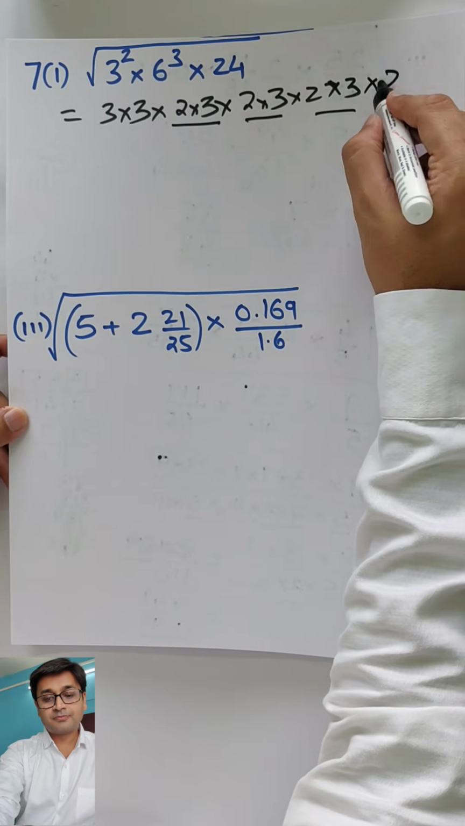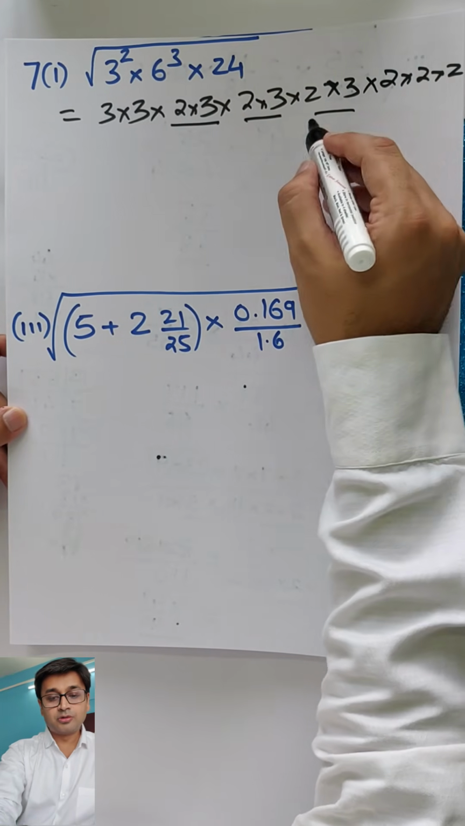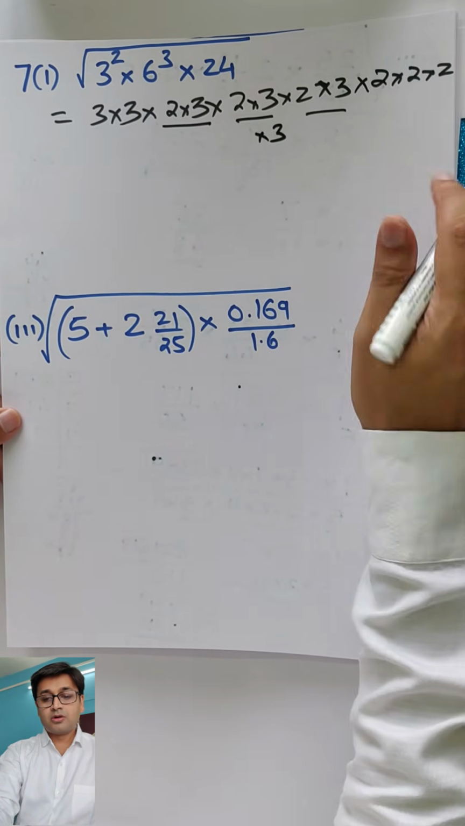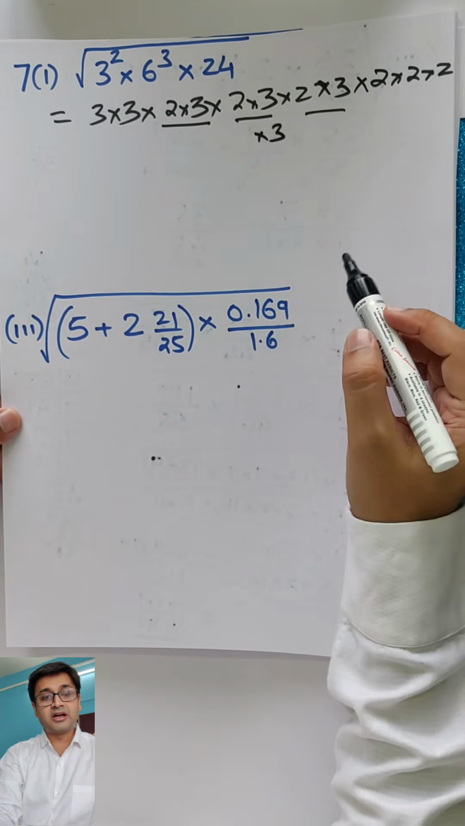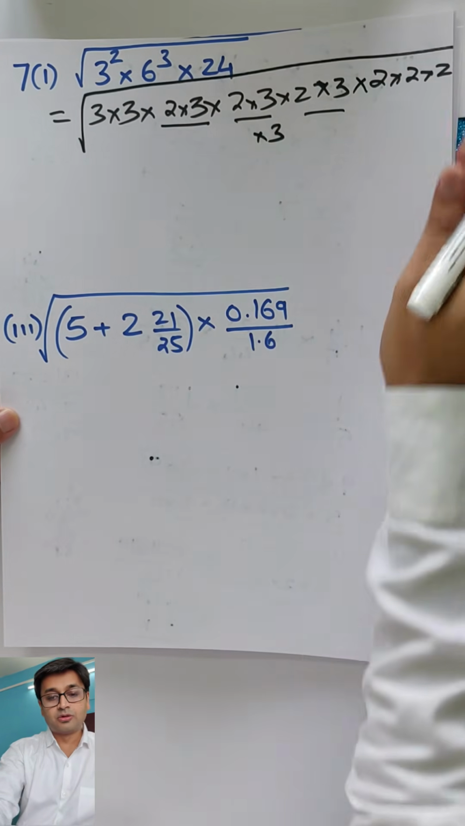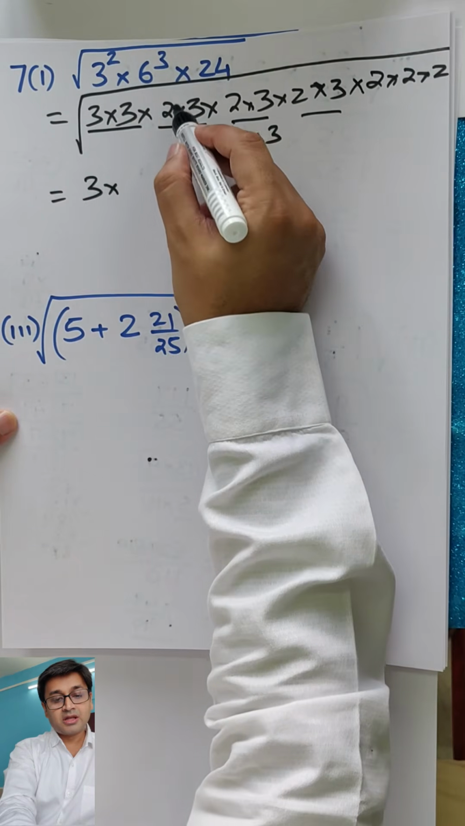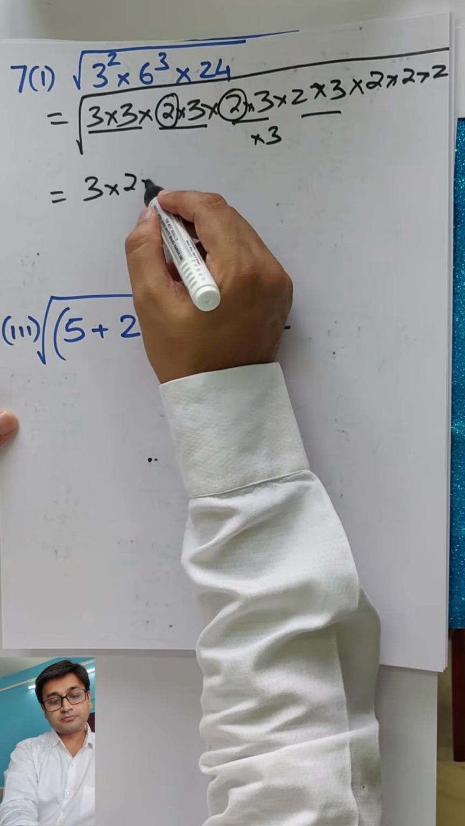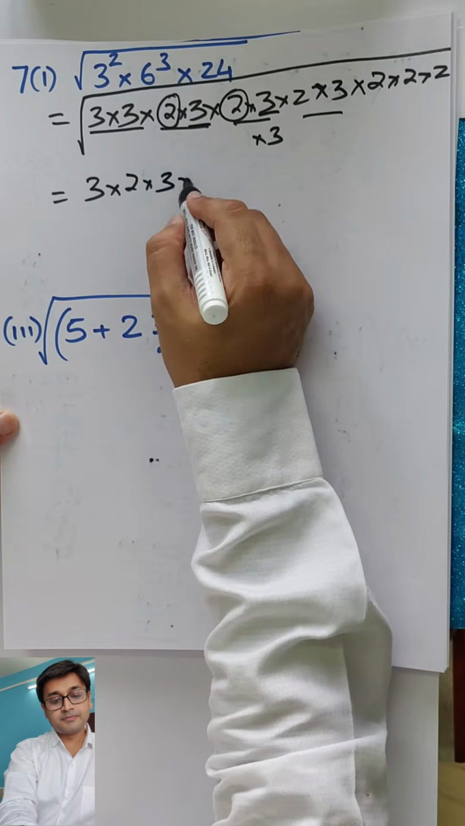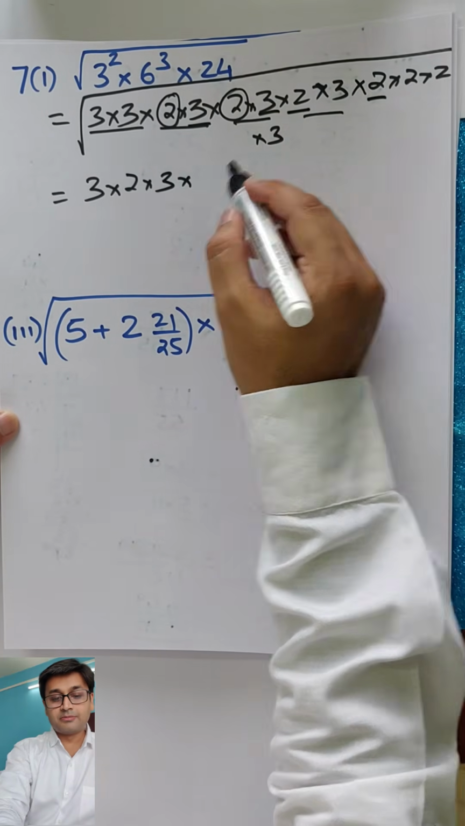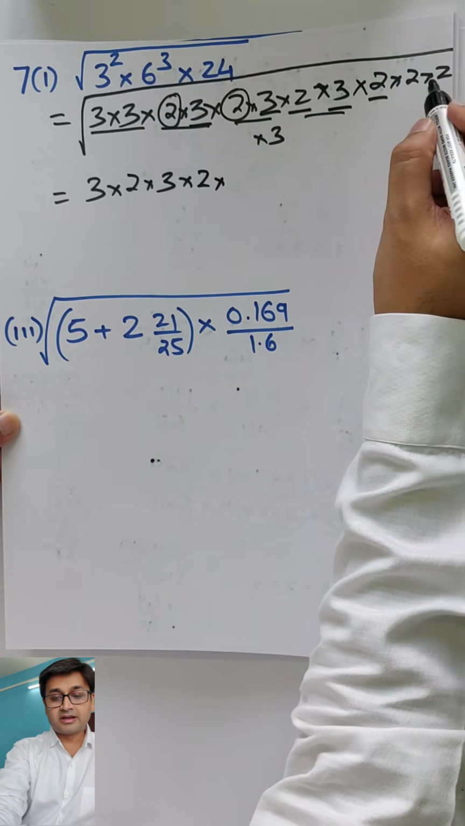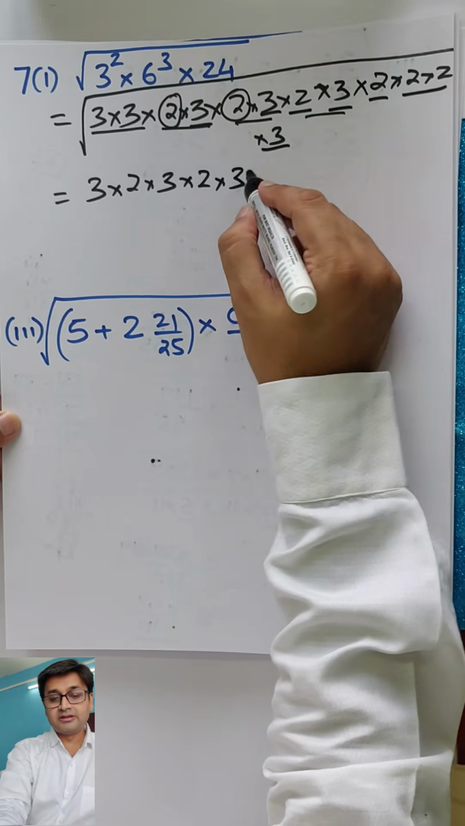And 24 is 2 into 2 into 2 into 3. 2 2s are 4, 2 4s are 8, 8 3s are 24. Everything under the root. So now let's take factors. So this 3 can come out, this 2 can come out, this 3 can come out, one more 2 I can bring out, this 3 I can bring out, and finally this 2.